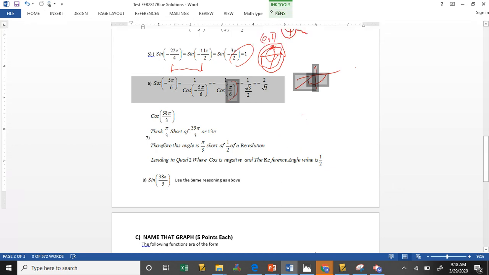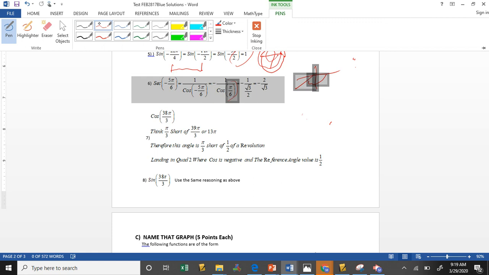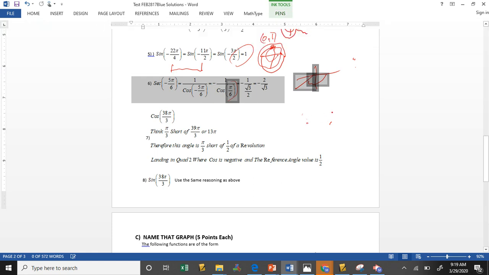So once again, this is going to be 13 pi. Sorry about this, it's acting up. But then 13 pi is going to be, all right, this way. That's 13 pi. 13 pi is going to be 1 revolution. And then it's short of that, which is right there in the fourth quadrant where the cosine is going to be negative.